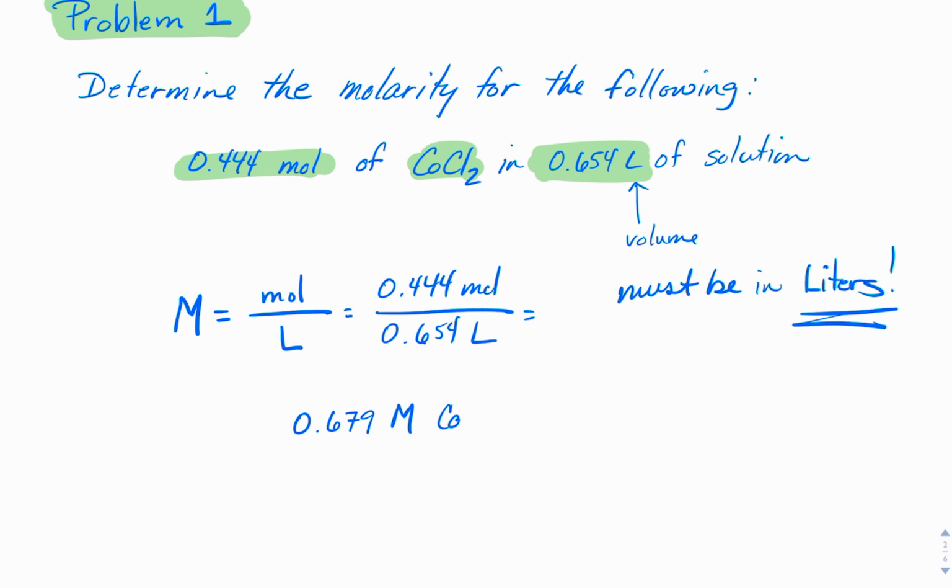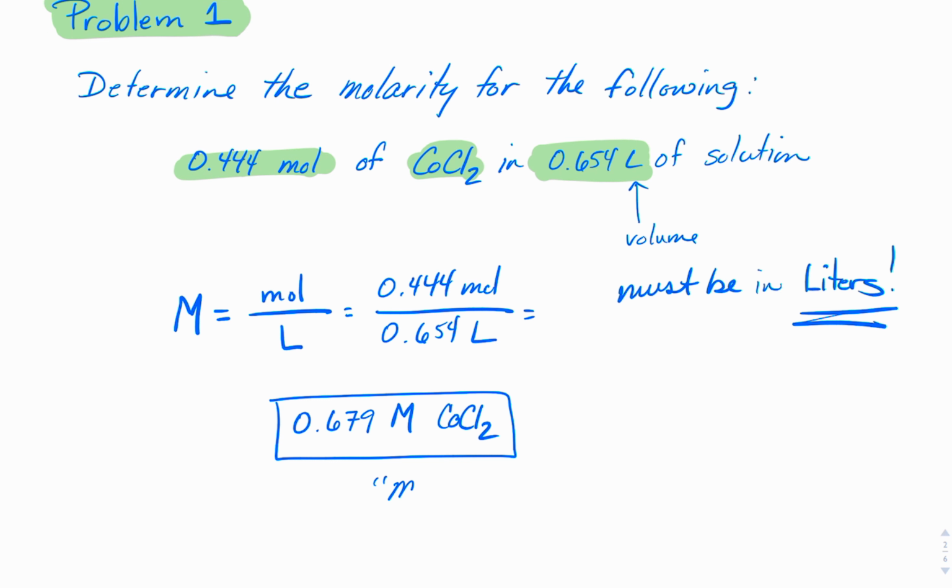That's cobalt 2 chloride. And the way that you would read this answer here would be 0.679 molar cobalt 2 chloride. So we say this capital M as molar. You wouldn't say it as 0.679 molarity cobalt 2 chloride. You would say molar instead. So it's a pretty simple calculation. How about we try one more?